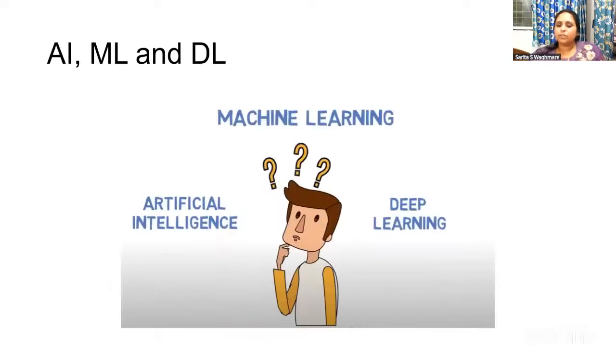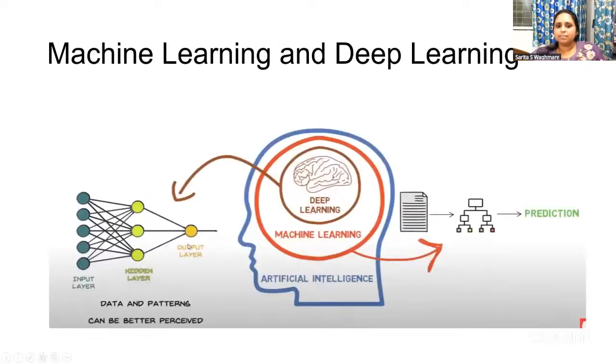Now, coming back to the different terminologies: artificial intelligence, machine learning, and deep learning. If you see this diagram, consider it as a Venn diagram. The biggest term is artificial intelligence, then ML is machine learning, and DL is deep learning. Machine learning is a part of artificial intelligence, and deep learning is a part of machine learning. Now I will explain the difference between them.